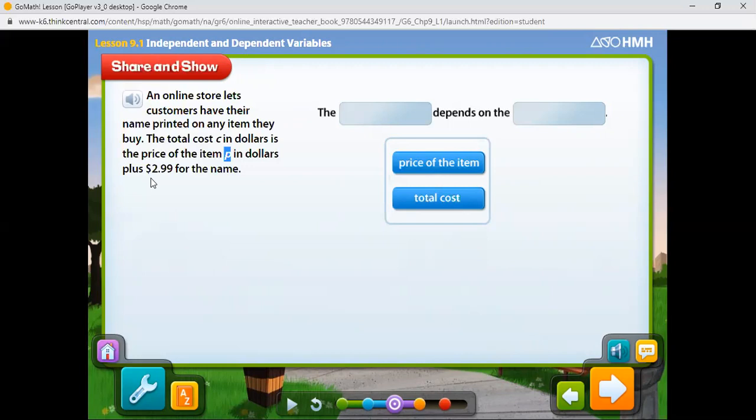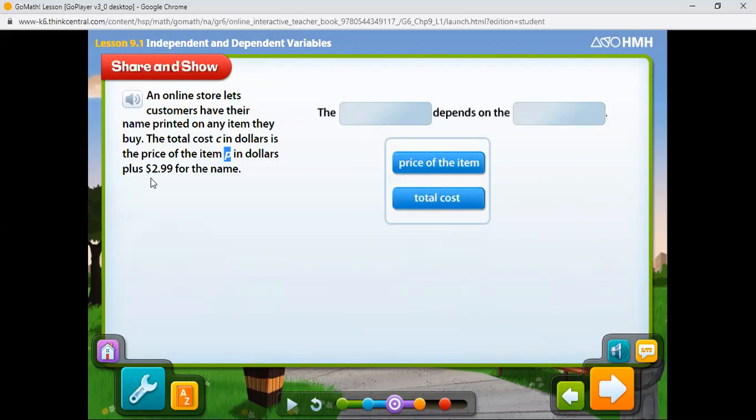Okay, now always remember, there's a small tip. Shh, don't tell anyone. There's a small tip I'm giving you. Always the total cost is the dependent variable. Total cost is always the dependent variable. No matter whatever question comes, total cost is always dependent.